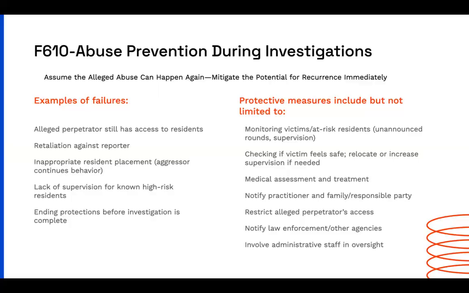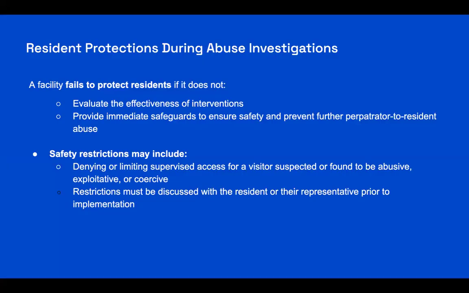So if a facility fails to protect the residents, if it does not evaluate the effectiveness of those interventions. So if what you're doing, like say you put somebody on 15-minute checks and they continue to be able to abuse people in between that, or there's another incident in those 15 minutes of not having supervision, the surveyors are going to ask, were you reviewing the effectiveness of the intervention that you had in place? And were you doing everything you could to protect the residents? You have to make sure that you provide immediate safeguards to ensure their safety and prevent further perpetrator to resident abuse.